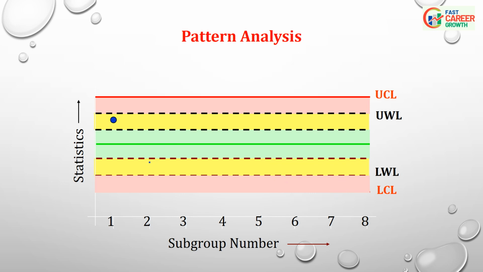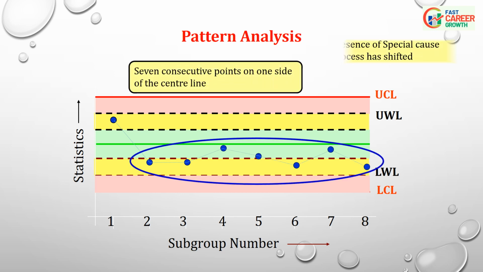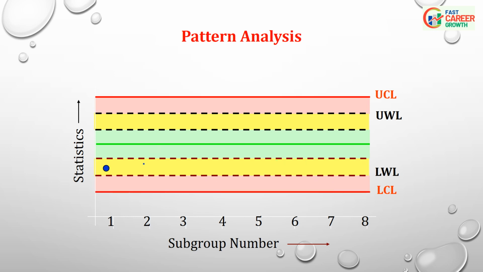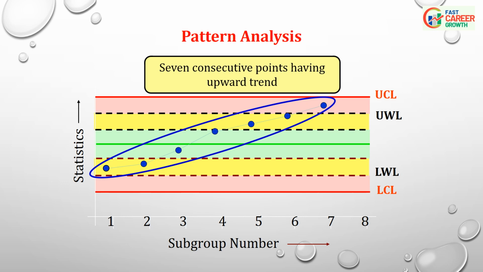Fourth rule. 7 consecutive points on one side of the center line. This may be due to a special cause. So to eliminate this special cause, identify the root cause and take action. Fifth rule. 7 consecutive points having an upward trend. This may be due to a special cause. So to eliminate this special cause, identify the root cause and take action.